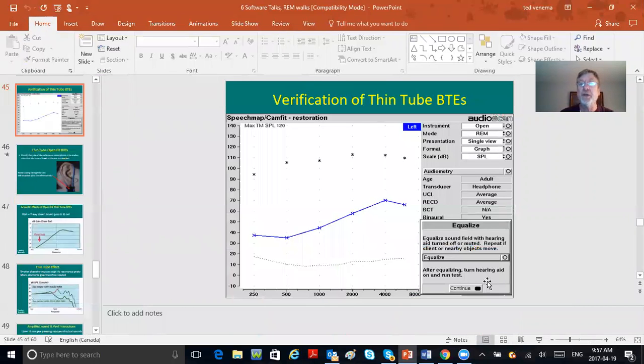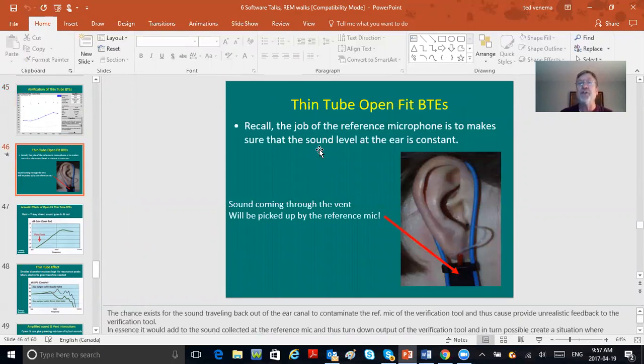Verification of thin tube BTE hearing aids. So you've got some hearing loss, shown here in blue. Basically thin tube open fit BTEs. Recall, in real ear, the job of the reference mic is, which is pointing right over here. Okay, remember this is your probe. Your probe mic is here. Your reference mic is on the black box. Recall, the job of the reference mic is to make sure that the sound level at the ear is constant.